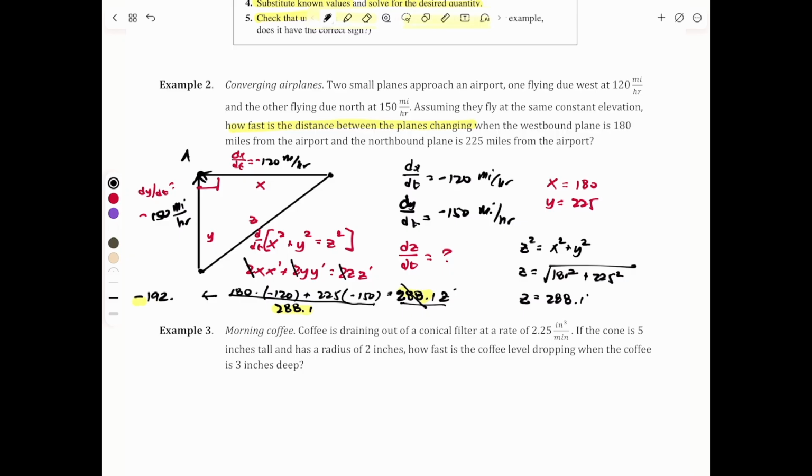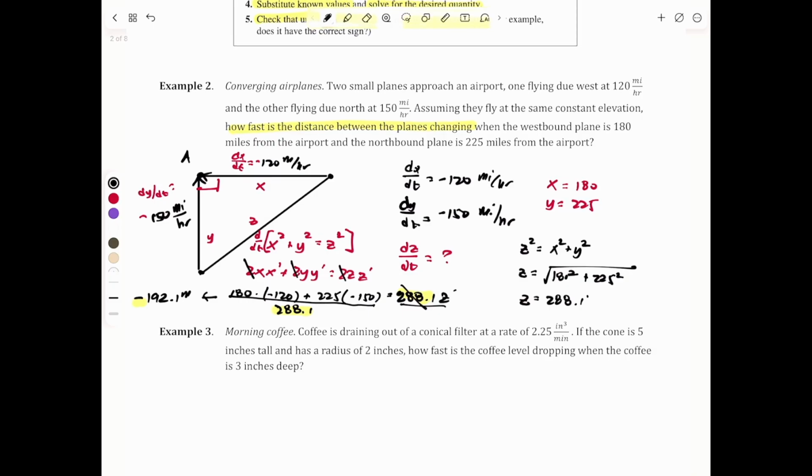Negative 192.1. It's going to have the same unit as dx/dt and dy/dt. It's miles per hour. So that is our rate of change. That's how quickly the distance between the two planes is changing at that moment. Now, at different points in time, it will be different. But at that moment in time, that snapshot, we're looking at 192.1 miles per hour, getting closer together. The distance between the planes is shrinking.